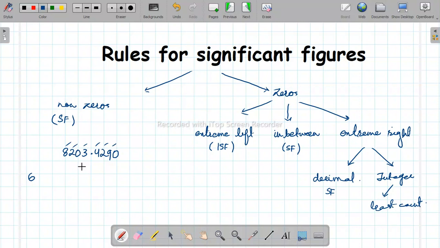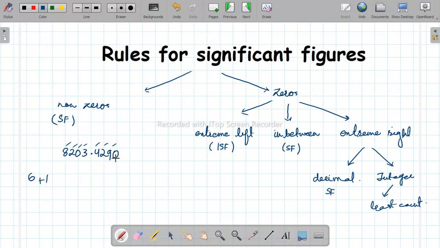Then let's just see zeros के बारे में क्या है. This zero is in between these two known zeros, right? And the rule says that whenever you have a zero in between known zeros, you'll always count this zero as significant figure. So this zero is also significant. This makes total of 7 significant figures.